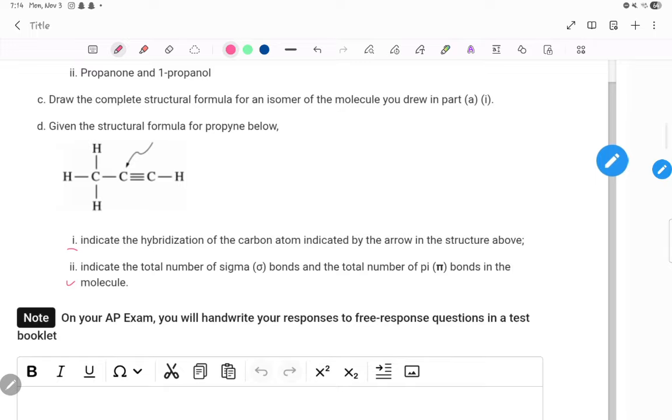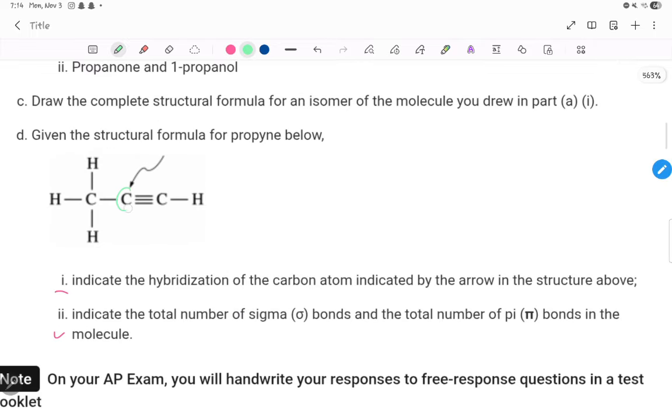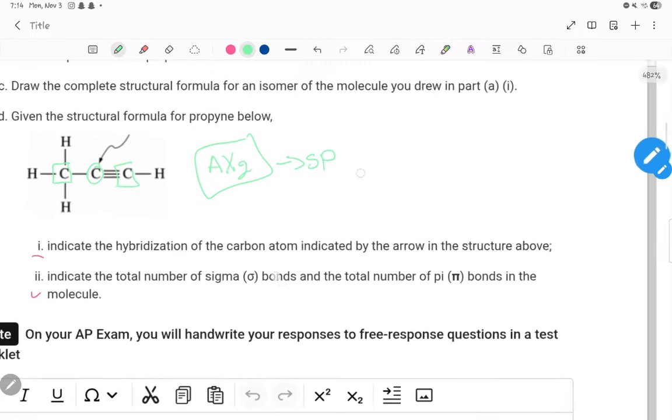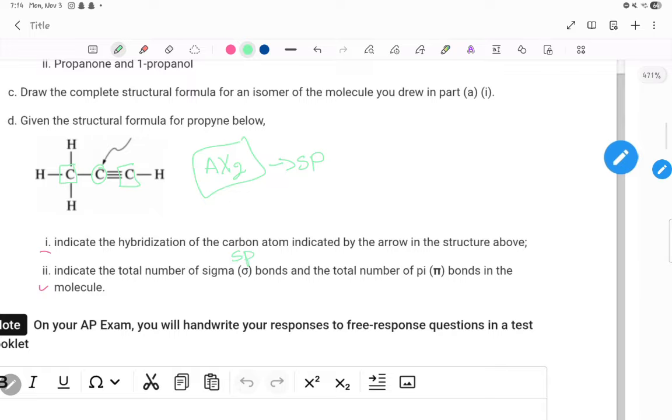So this over here, what do we have? We only have 1 atom here and 1 atom here. So because it is what? It is AX2 and there are no lone pairs, then directly we say that this is sp hybridized. Okay?